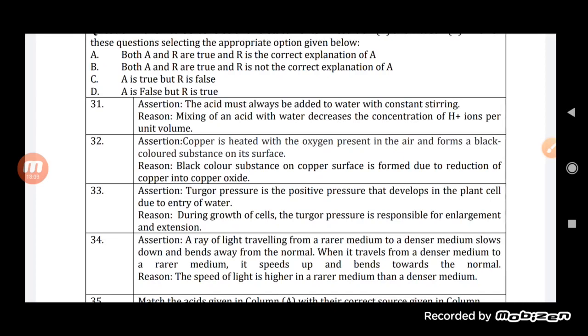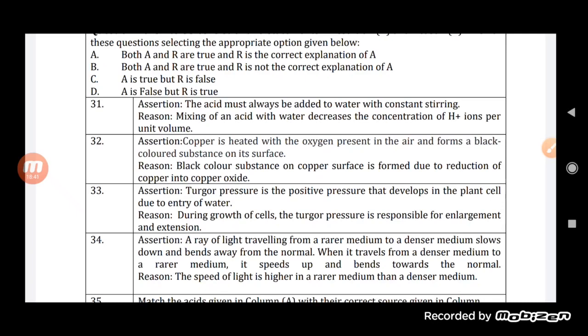Reason, mixing of an acid with water decreases the concentration of H positive ion per unit volume. Yes, both of them are correct, because when we mix the acid with the water, the concentration of the hydrogen ion is going to decrease, and it is because of that only we add the water to that acid. Okay, so the option here will be A, where both of them are correct, and B is the correct explanation of A.